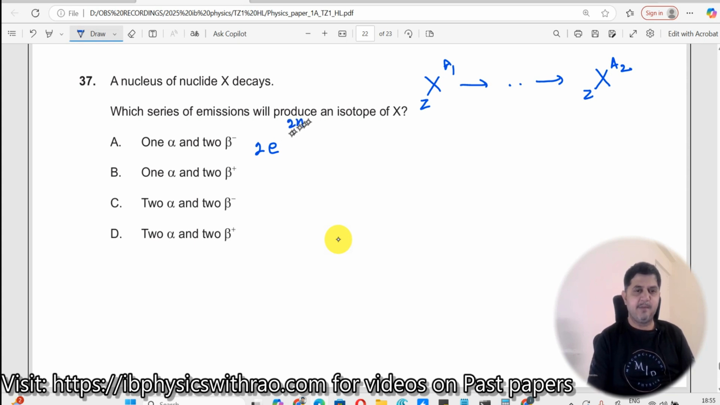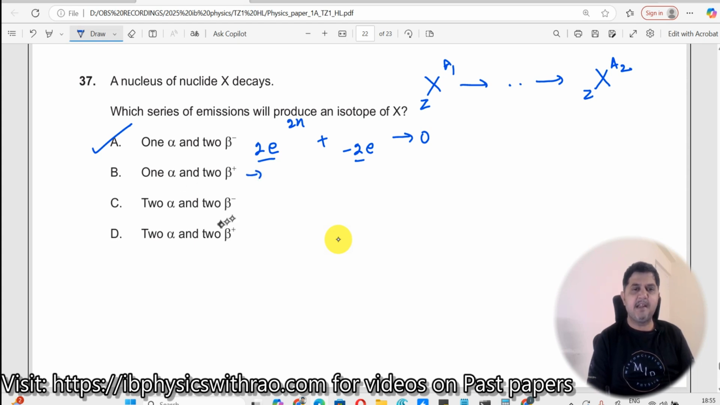2 neutrons are being emitted along with it in 1 alpha, and then 2 beta. What is beta? Beta is nothing but minus 1e, so this should be minus 2e. See, the total charge becomes 0. So definitely this should be your right answer. But let us verify this for the rest of them also.